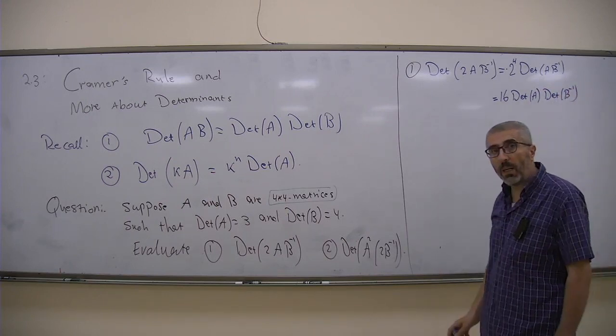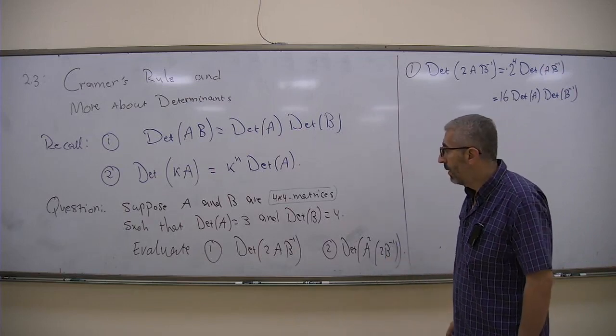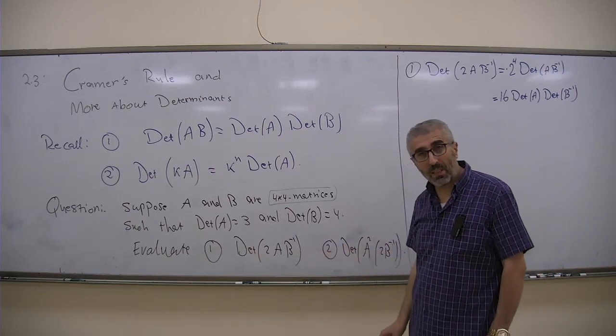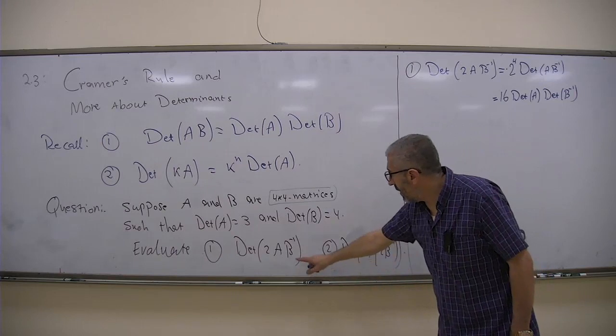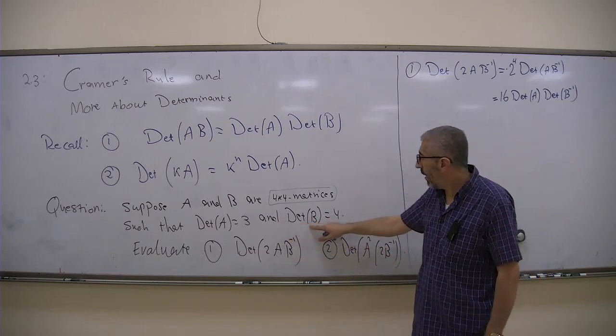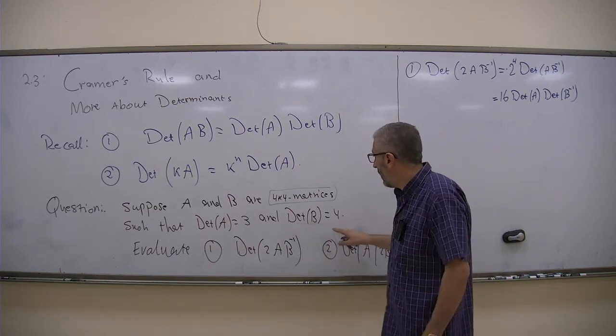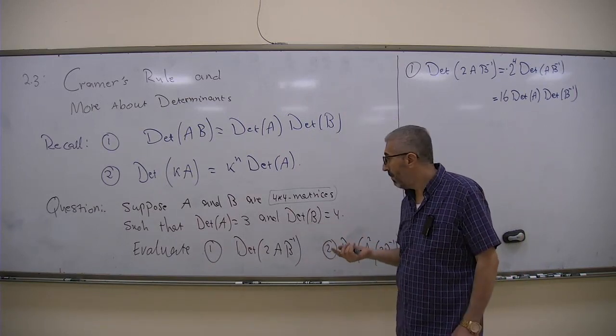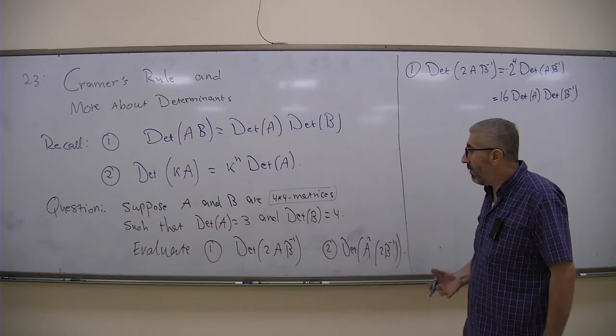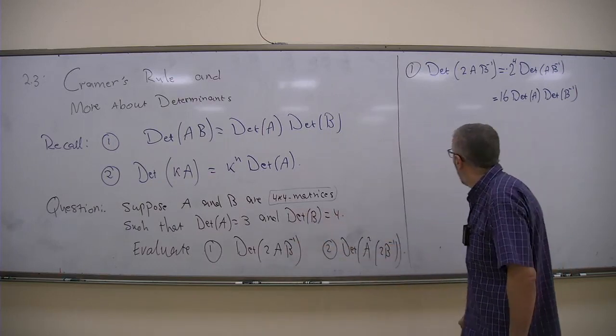By the way, is B invertible? We're saying B inverse. Is it invertible? Yes, it's invertible because we are already here saying determinant B is not 0. Okay? So, yes, B is invertible. So that's the reason here we are saying B inverse.